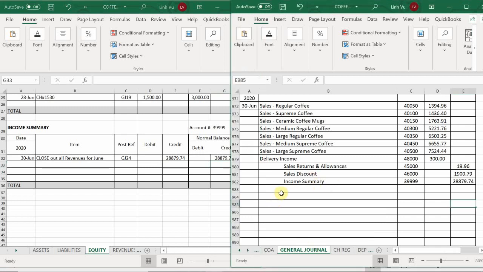All right, and then I'm going to go ahead and make a note in my journal here that to close out revenues to income summary for June.